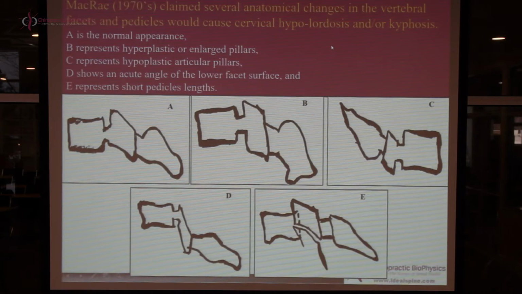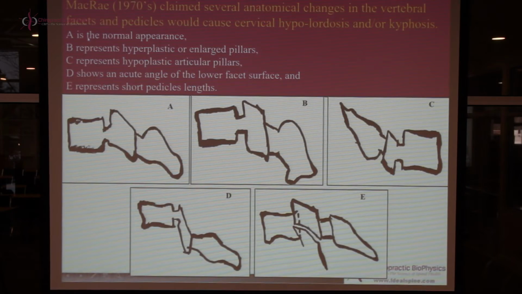McCray claimed the following thing. He claimed that architectural changes in the facets and the pedicles will create hypolordosis, or straightening of the cervical curve, and/or kyphotic, or reversal of the cervical curve. A is the normal appearance of the articular process in the cervical spine. This is the vertebral body, so the front aspect of the vertebra. This is the superior facet surface. This is the inferior facet surface. And then this would be the vertical height of the articular pillar.